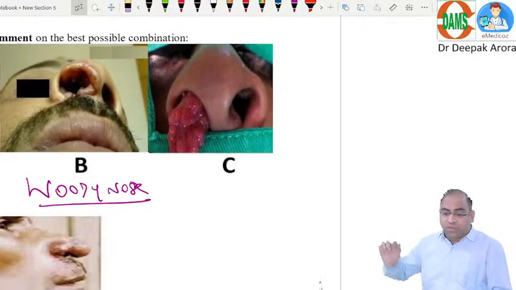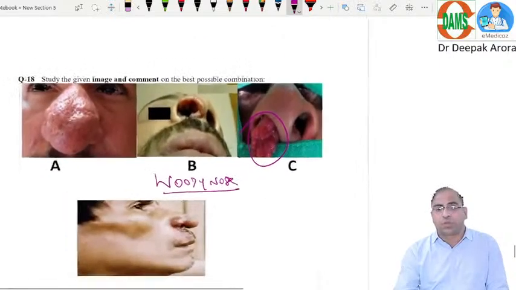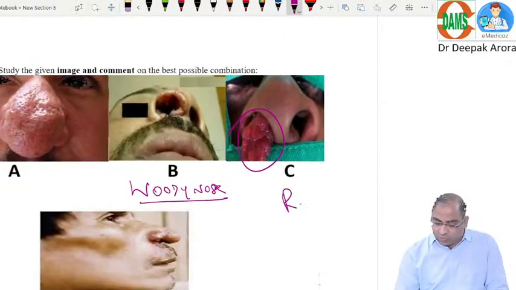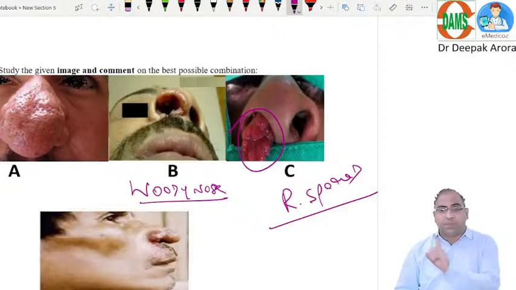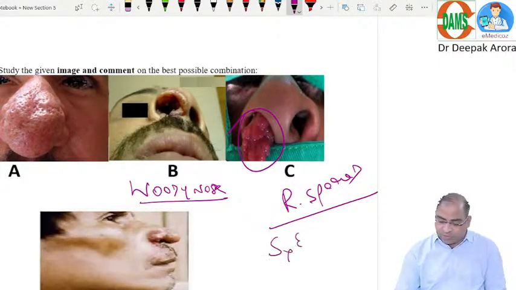Clear? This is your mulberry-like nasal polyp. This is rhinosporidiosis, caused by Rhinosporidium seeberi. Clear? Drug of choice will be dapsone, but treatment of choice will be surgical excision.